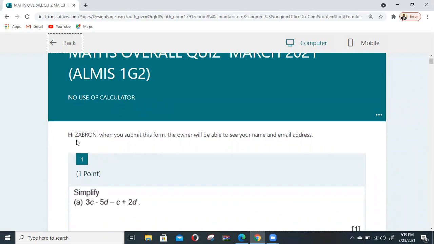I'm getting this message there. Hi, Zabron, when you submit this form, the owner will be able to see your name and email address. Okay, I don't have to worry because the owner is myself. So there we go. All right.